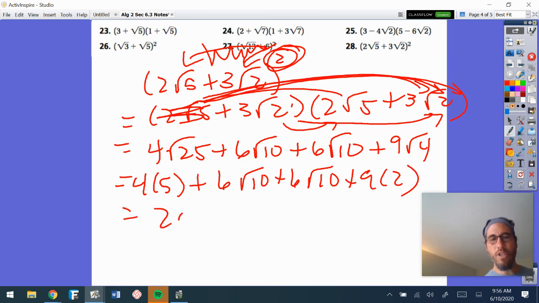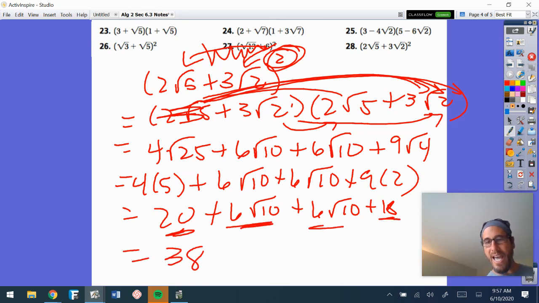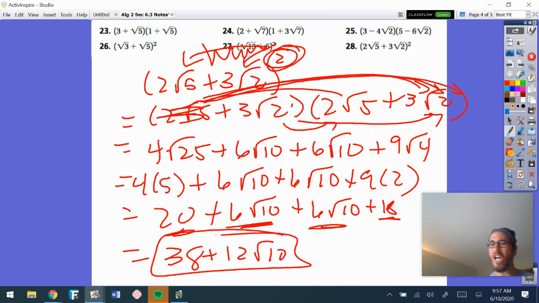That's 20 plus 6 square root 10 plus 6 square root 10 plus 18. Who wants to hang out and chill? Right? It's got to be like terms. You got 20, you got 18. That's 38. You got that guy and that guy. That's plus 12 square root 10. Done!